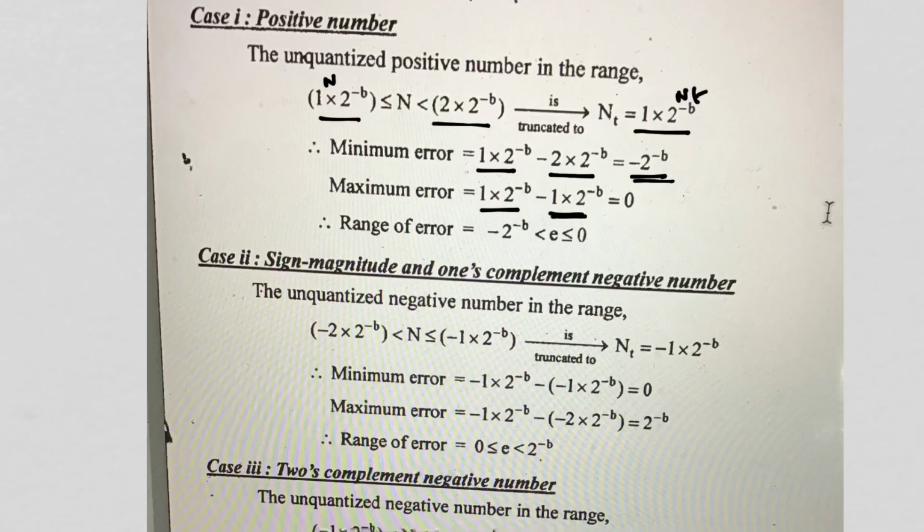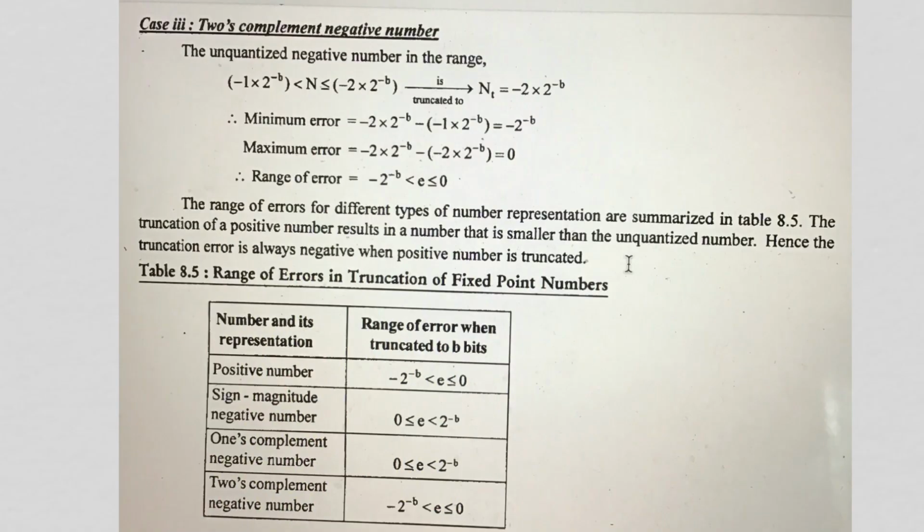Whereas in the case of sign magnitude and 1's complement negative number representation, you will find the error will be 0 to 2 power minus b. It is highlighted as 0 to 2 power minus b. If you go for negative number representation using 2's complement, you will be surprised to see the range of a division quantization step. If a number lies between minus 2 to 2 power minus b, it will simply equal minus 2 into 2 power minus b. So the error will be minus 2 power minus b to 0 only.